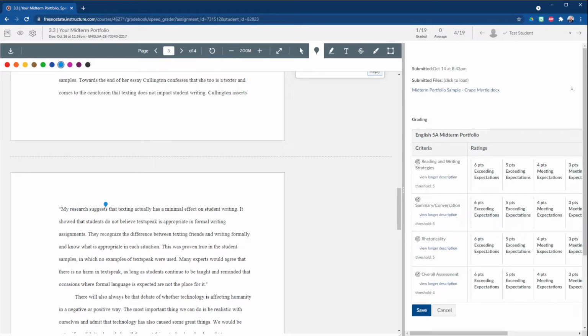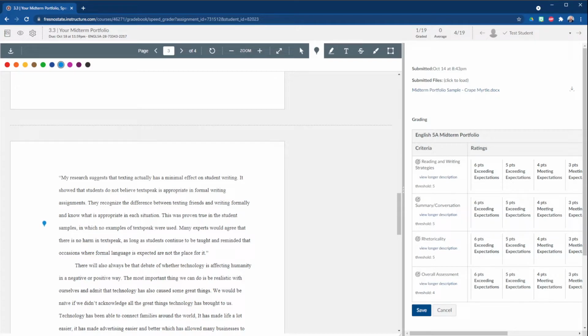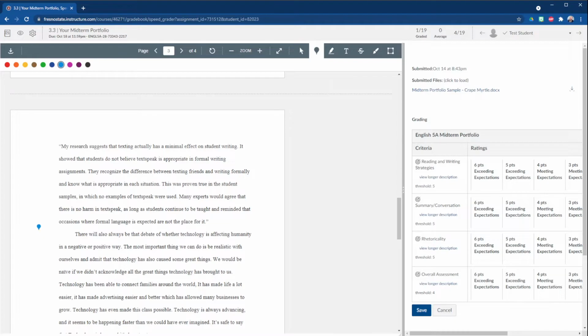"Cullington asserts, my research suggests that texting actually has a minimal effect on student writing. It showed that students do not believe text speak is appropriate in formal writing assignments. They recognize the difference between texting friends and writing formally and know what is appropriate in each situation. This was proven true in the student samples in which no examples of text speak were used. Many experts would agree that there is no harm in text speak as long as students continue to be taught and reminded that occasions where formal language is expected are not the place for it."